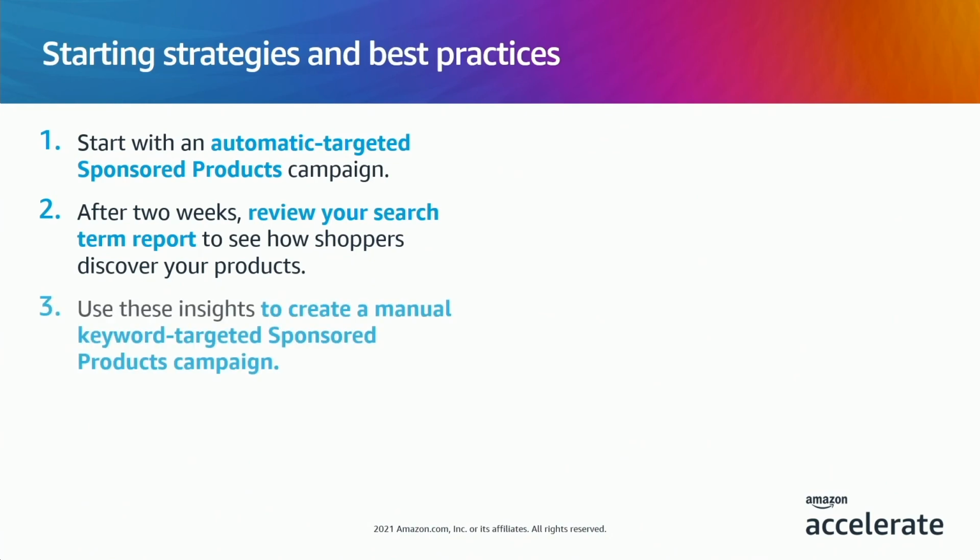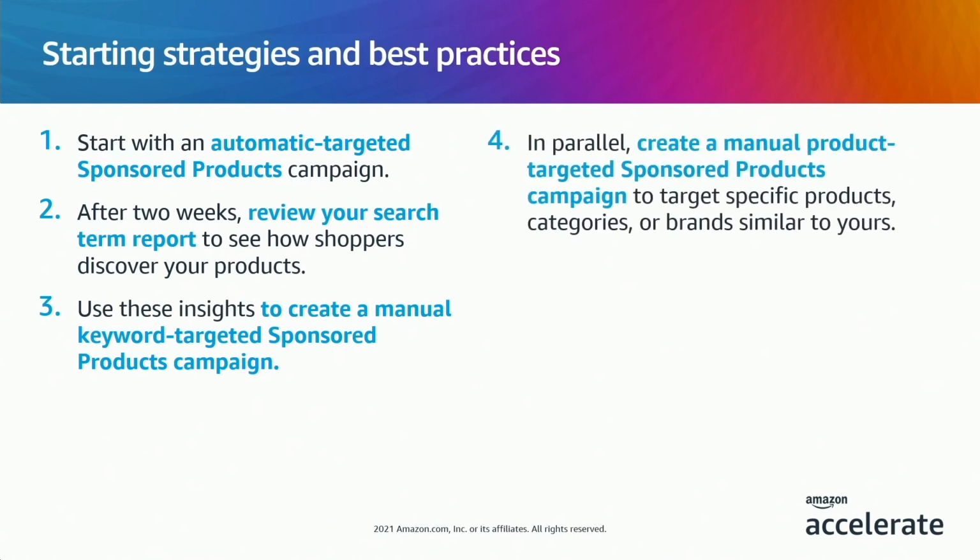You can create a manual keyword targeted sponsored products campaign. In addition to the keyword ideas you get from your search term report, you can also use Amazon's suggested keywords in your campaign. In parallel, you can create a product targeted manual campaign. With product targeting, you're able to target specific products, categories, or brands that are similar to the product in your ad, helping shoppers find your products when browsing detail pages and categories.